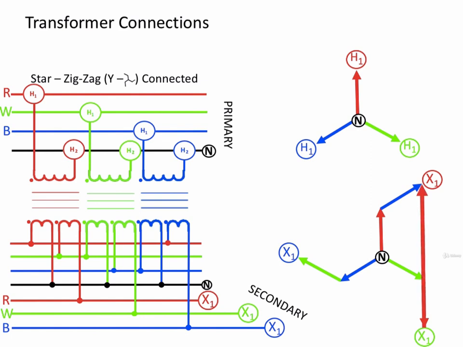The red-white phase-to-phase secondary voltage is in phase with the primary red to neutral voltage. The white to blue phase-to-phase secondary voltage is in phase with the primary white to neutral voltage, and the blue to red phase-to-phase secondary voltage is in phase with the primary blue to neutral voltage.